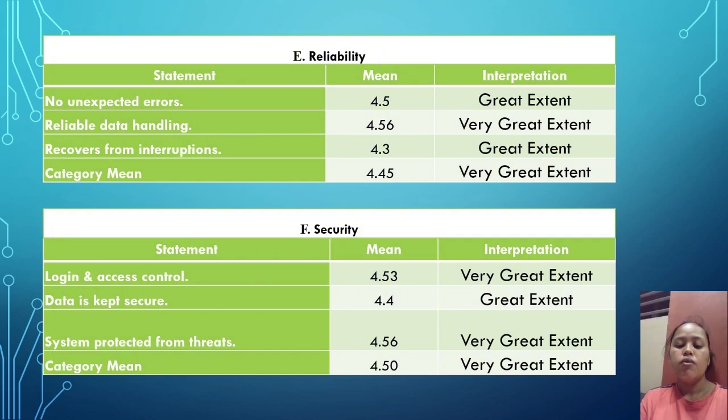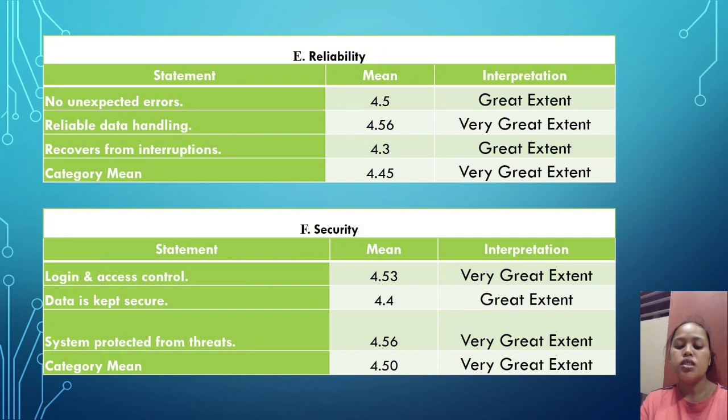And lastly, we have portability. Category mean is 4.36. It is a very great extent. The software can be installed and migrated easily across different environments, showing excellent flexibility for deployment and scaling.